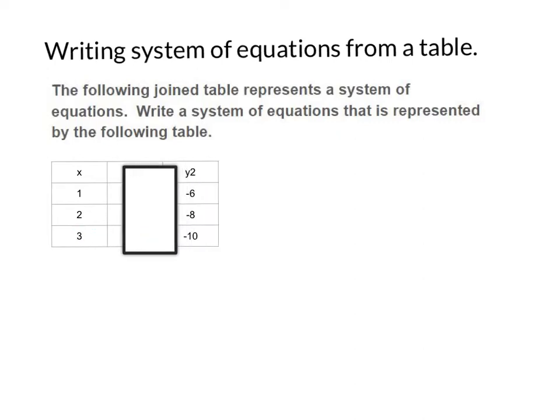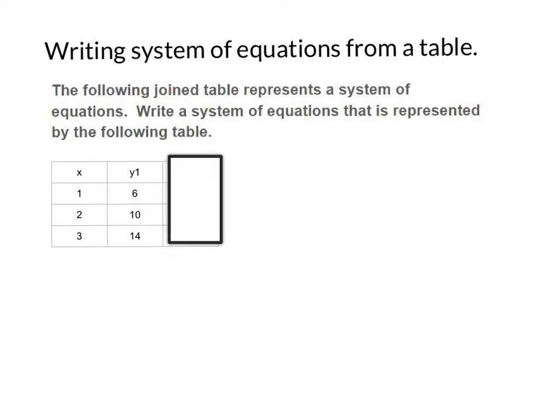And then we also have the input of 1 with an output of -6, an input of 2 with an output of -8, an input of 3 with an output of -10. So what we're going to need to do is write both equations that are represented by these two different tables that are joined together as one table.